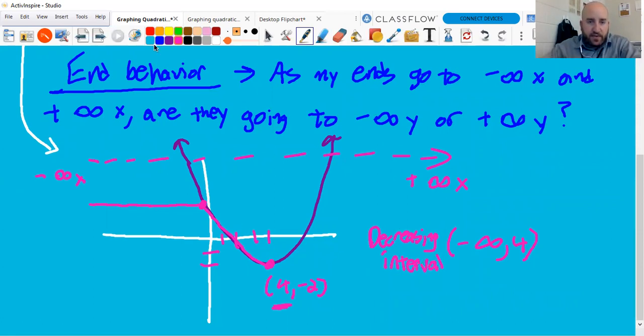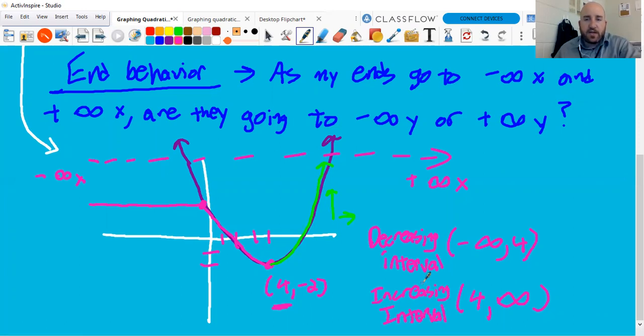Now, when I hit 4, -2, it starts to go up. And again, this is going to continue to go up and to the right. My assumption is it's going to continue to do that. Again, it's not going to do this and come back down at some point. So it's going to continue to go up and to the right from +4x to +infinity x. It's just going to keep going up and right forever. So that would be my increasing interval.